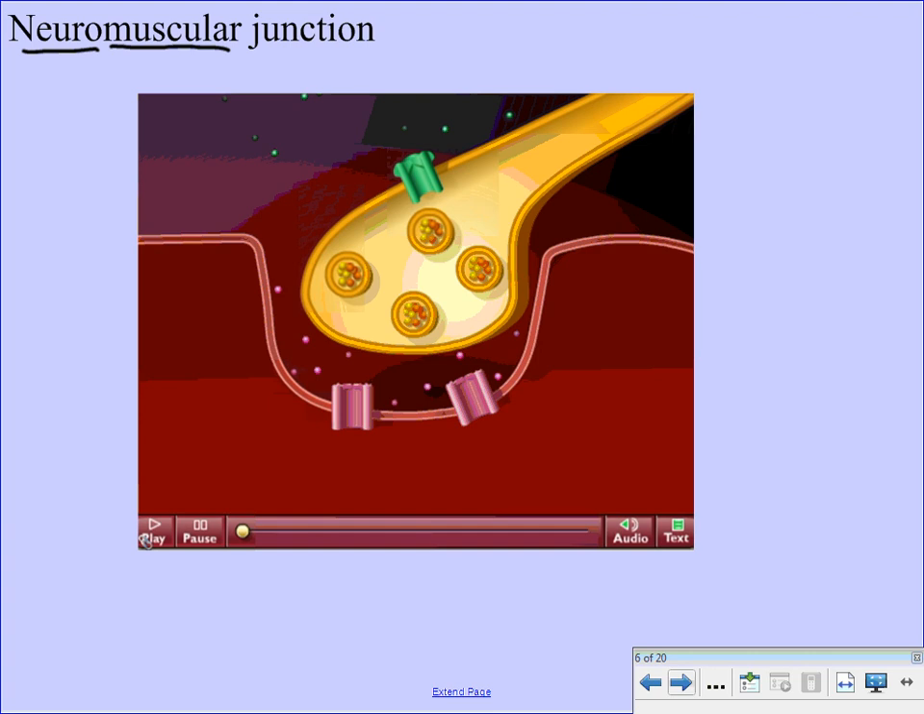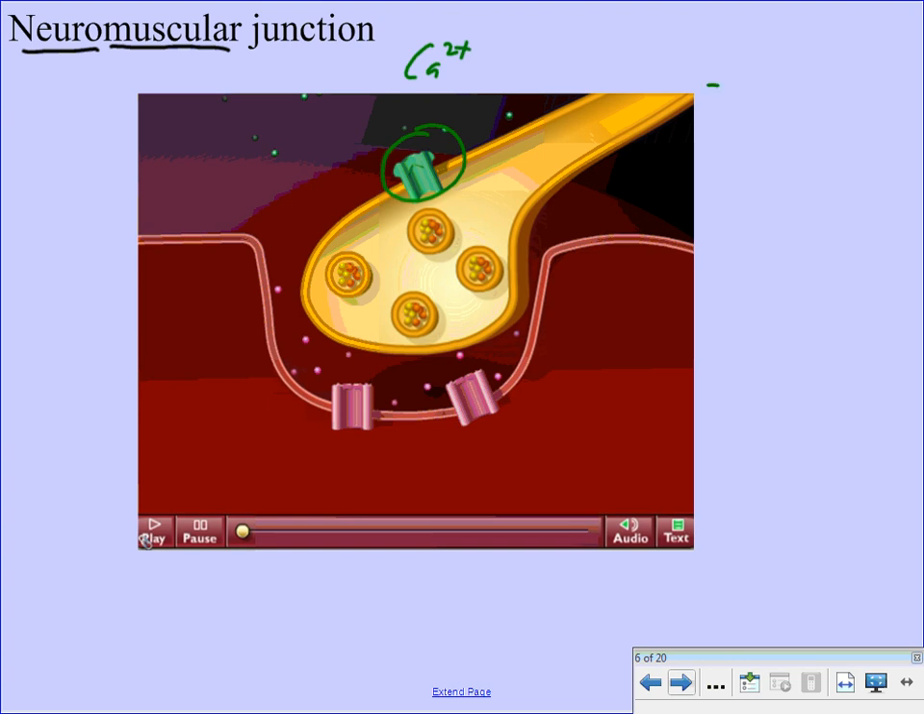We have the receptor on the postsynaptic membrane, but we have something else here as well. We also have this green channel here. This green channel, not a major point for you, is a calcium channel, and the little green circles represent the calcium ion.